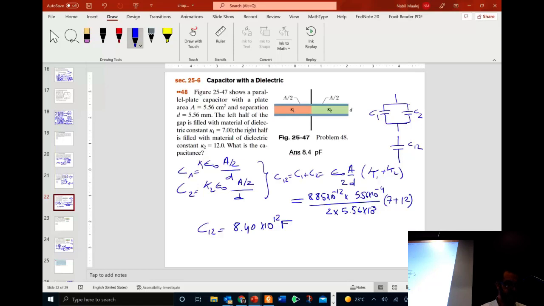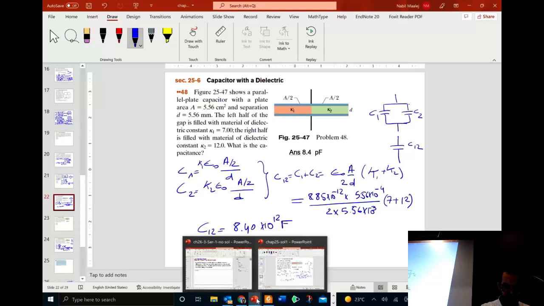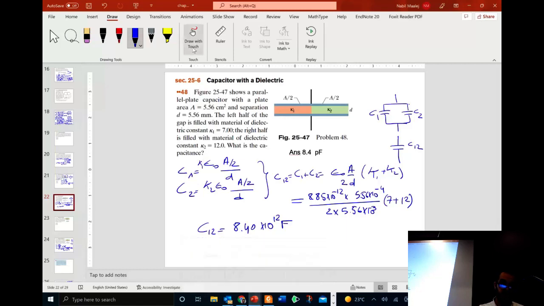Clear? Okay. All right. Any questions about chapter 25? Clear? So you have a homework due tonight. This is an important chapter. It will be in the exam, and so will be chapter 26.